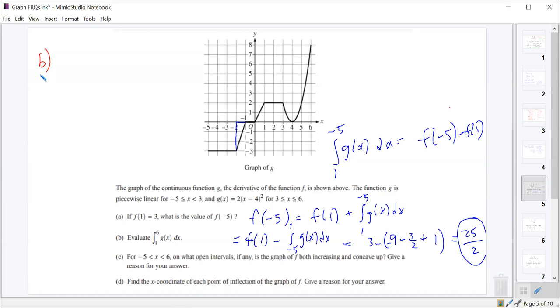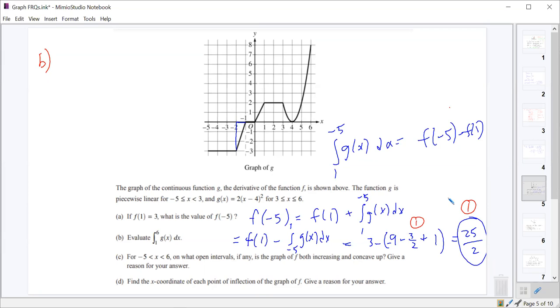Oh, sorry, I should tell you guys, let's see what were the points on that. 1 point for getting the right value of this integral, 1 point for the final answer.